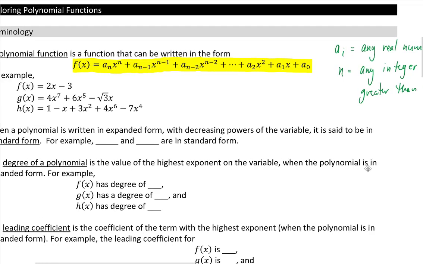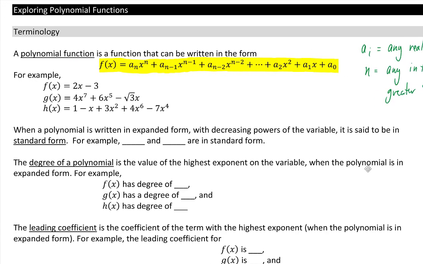So let's take a look at a few examples. For example, we have f of x equals 2x minus 3. Notice our exponent is 1 on this polynomial function. We can also have g of x here, which is 4x to the exponent 7 plus 6x to the exponent 5 minus root 3 x. Again, we can have any real number for the coefficient. And finally, h of x equals 1 minus x plus 3x squared plus 4x to the exponent of 6 minus 7x to the exponent of 4. That is also a polynomial.